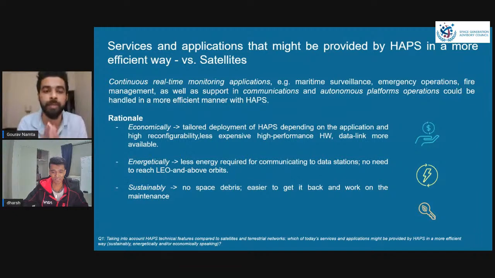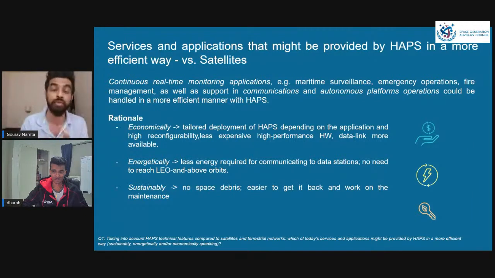That is why it makes economic sense as compared to satellite. Energy wise, you don't need a rocket ship or a launcher to launch it to low Earth orbit, because it's being launched at a distance of 20 kilometers. So in terms of energy, we don't need a lot of energy either. Also, for communication through the data stations, you don't need that amount of energy, because the distance between the data stations and the HABs is relatively less as compared to a satellite, I suppose.